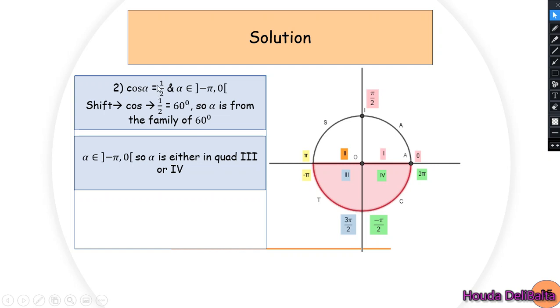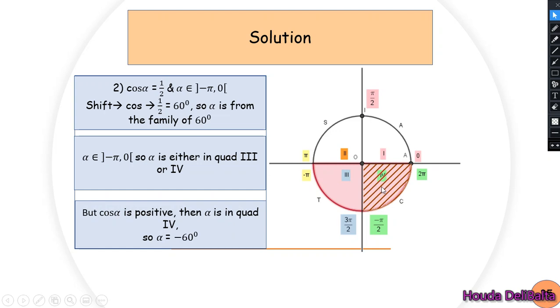Cosine alpha is positive, and I know that here cosine alpha is negative, and here cosine alpha is positive, then definitely I am in quadrant 4. So alpha belongs to quadrant 4. I will repeat again.